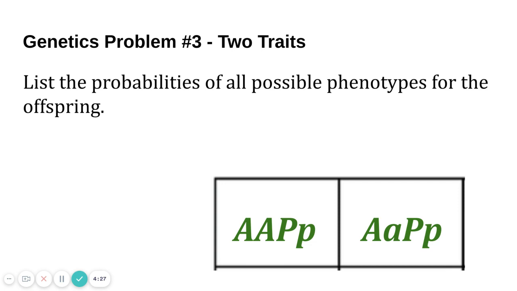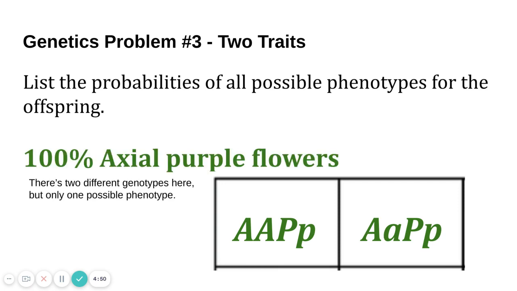Our first analysis is to list the probabilities of all possible phenotypes for the offspring. So we need to recall that phenotype is referring to the physically expressed form of the trait. In this case, it's going to be axial flowers and purple flower color. Both of the genotypes that are pictured here code for that same result. So we're going to be having 100% probability of axial purple flowers on these plants. There's two different genotypes here, but only one possible phenotype. And the question that we're answering is about phenotypes.